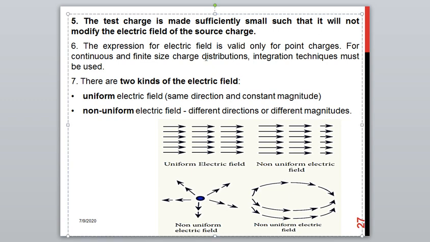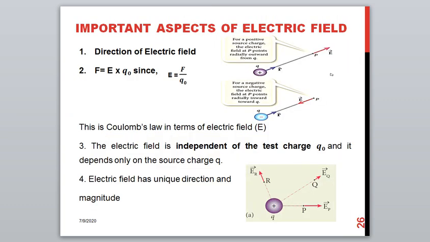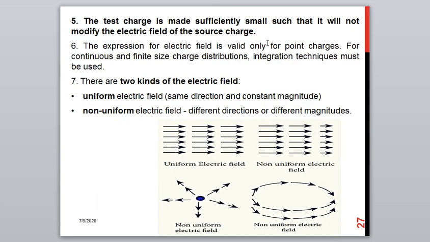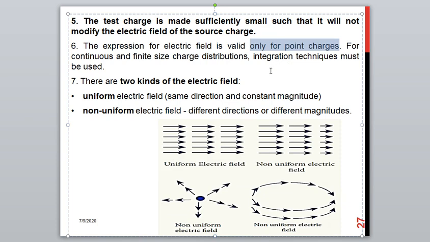Sixth point is, the electric field representation we gave here is only for point charges, that is, discrete point charges. If the charge distribution is considered to be continuous, then you have to go for the integration technique. The formula should be replaced by the integration there. And the last point for the aspects of electric field is that electric field can be of two types. One is uniform electric field and the other is non-uniform electric field.